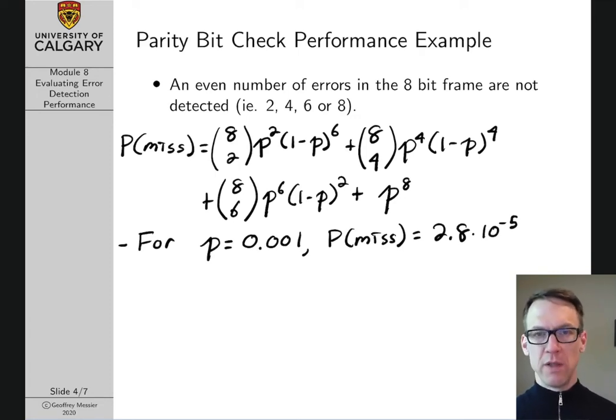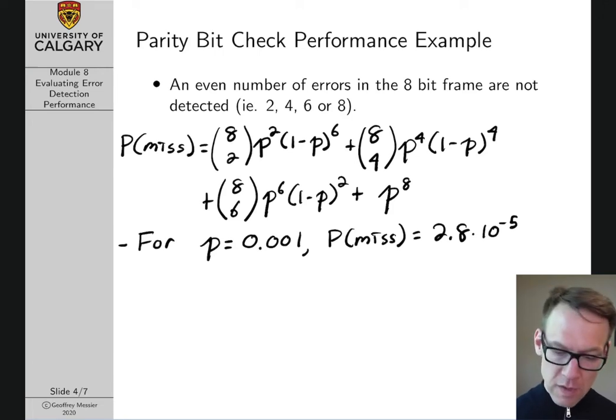Now, I want to dwell on this number for just a minute because this seems super, super small. So for example, if you were a student and your rate of getting questions wrong on assignments or on exams was 2.8 times 10 to the minus 5, you would be an amazing student. You would have a 4.0 GPA, hardly ever make a mistake, all kinds of awards. So the question is whether or not this is low enough for the internet. And as it turns out, this is a terrible result for an error detection scheme.